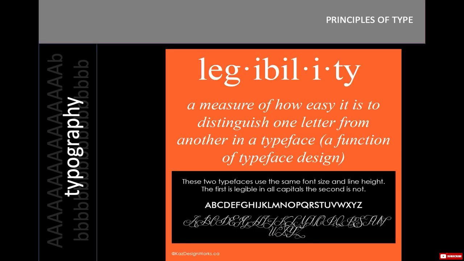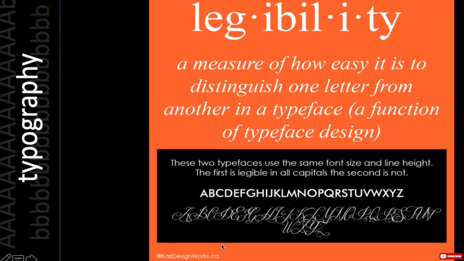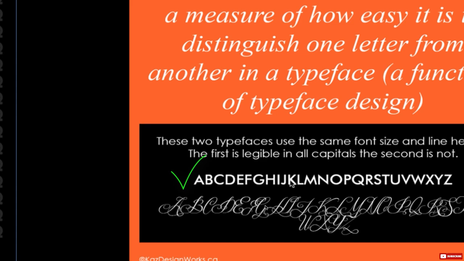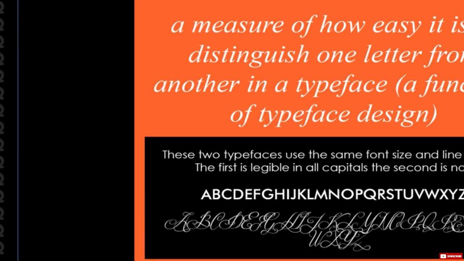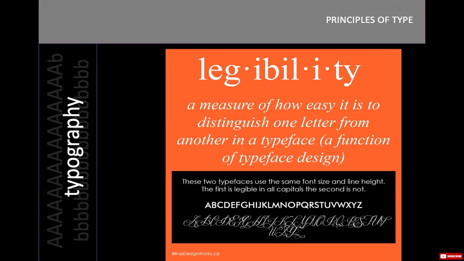I think this graphic sums it up very nicely for legibility. A measure of how easy it is to distinguish one letter from another. I think it's pretty self-explanatory. We can see that the top line of text is legible, but the bottom line of text is not legible. So whilst the bottom line of text might appeal to certain designers to be used in certain designs, it's not legible. It's not easy to differentiate one letter from the other.